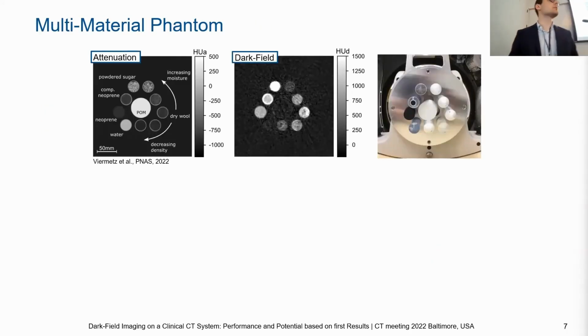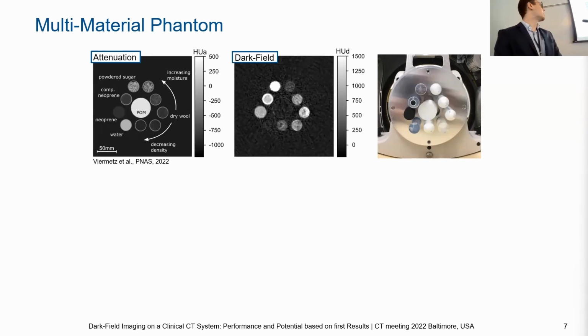Now, the first scan or measurement I want to present to you is this multi-material phantom as a proof of concept. This phantom consists of multiple plastic tubes that are filled with different materials, and we also have this POM cylinder here in the center. Now, if you focus on this POM cylinder and this water cylinder here in the attenuation, you can see that both attenuate the radiation quite strongly, so we have a strong signal here. However, both don't show any small angle scattering, so they vanish in the dark field channel.